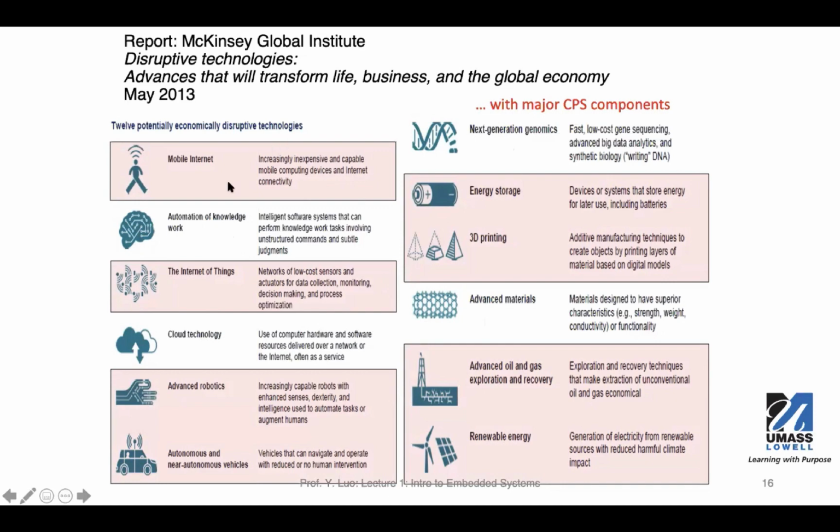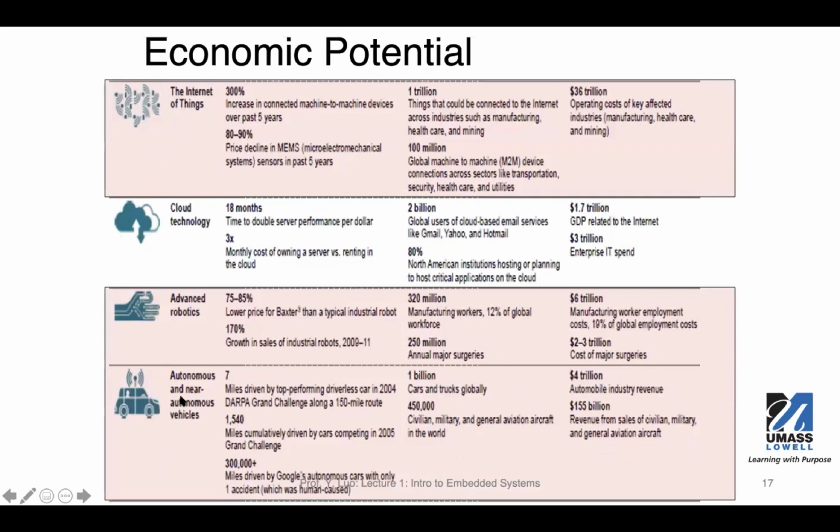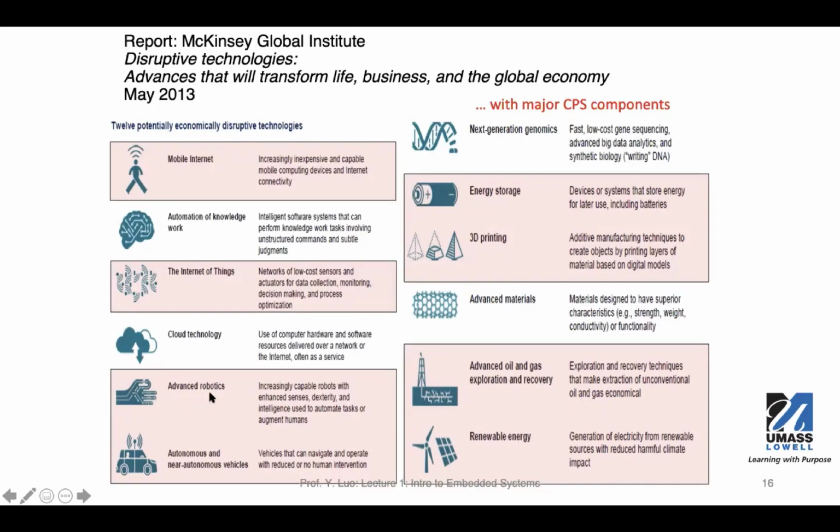For example, mobile internet: your cell phones have a lot of sensors, and they are connected to the internet, and they have those computing resources to perform these controls and then to provide information to you. And advanced robotics, of course, as we see in the very first diagram slide, in that robotic arm, we have a lot of capabilities of doing sensing, flexible controlling, and also intelligence to automate the tasks.